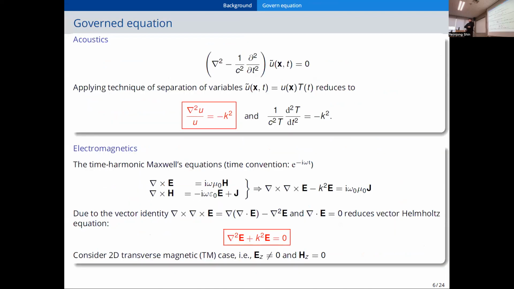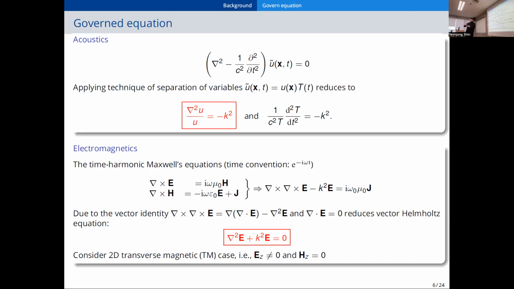Now I talk about the governing equation. From the acoustic wave, we can see this wave equation, and from the simple separation of variables technique, we can derive the Helmholtz equation. And this Helmholtz equation is also derived from the electromagnetic wave. From the time harmonic vector equation, from the vector identity, we can reduce to the vector Helmholtz equation. And in 2D transverse magnetic, this means that only the Z component is not equal to 0 and the magnetic field is 0.